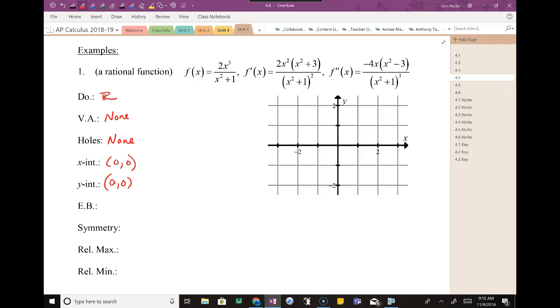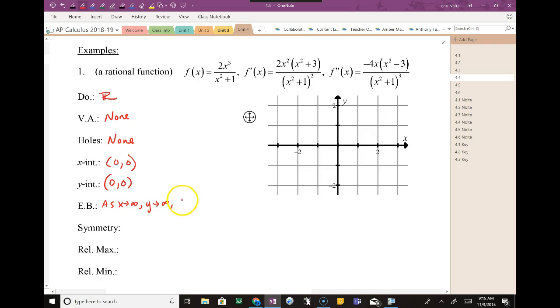Good. Slant. We know that this function is either going to be a positive slant like this, or it could be a negative slant like this. So how am I going to decide which it is? I want to say, as x approaches positive infinity, what is going to happen to my y value? If I plug positive infinity into that equation, it's a positive over a positive, so it's going to go to positive infinity.